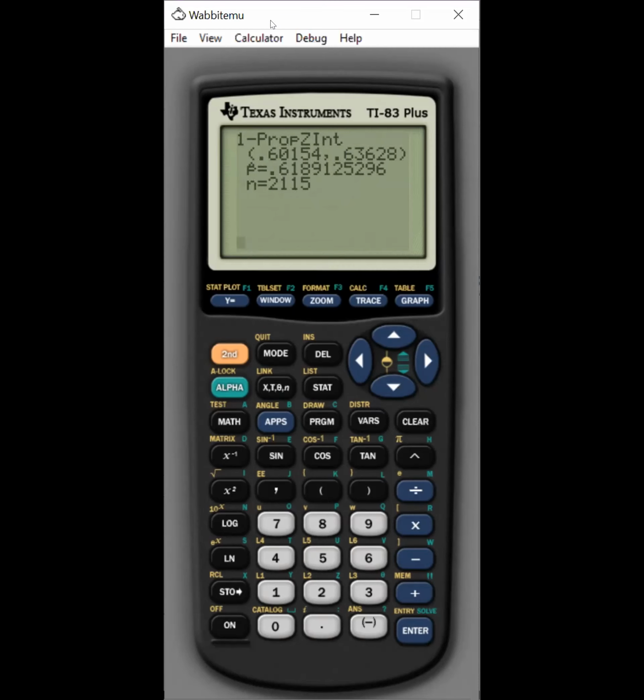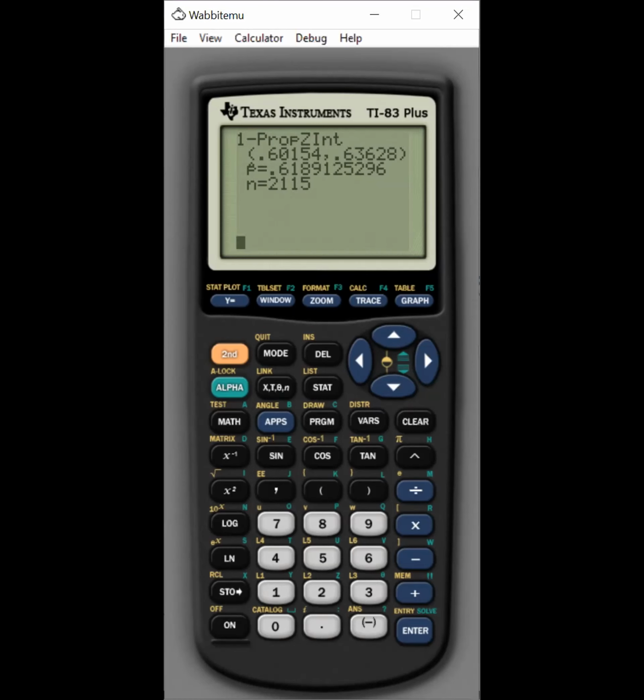So I'm just gonna write this down in my notes and I'll come back, show you what I'm doing. So 0.602 to 0.636, okay? And it told me to do it twice.